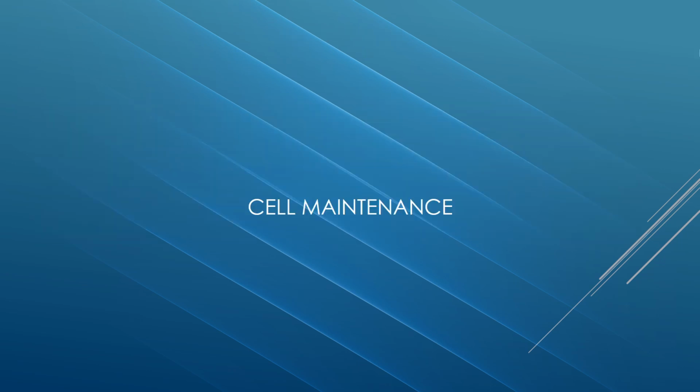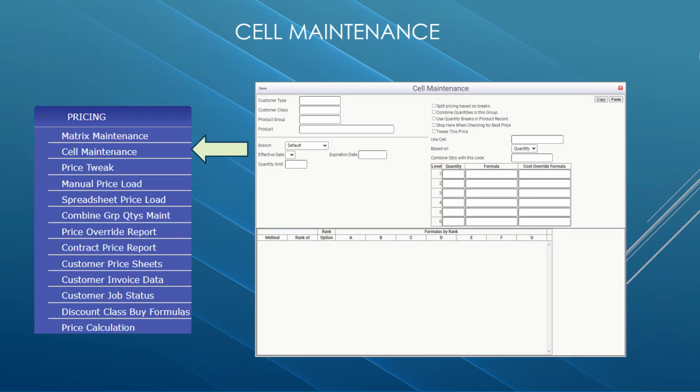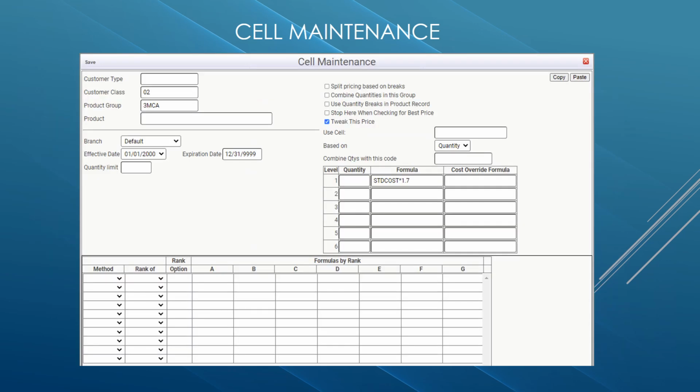Cell maintenance. Although you can use matrix maintenance to view and modify a group of cells in a matrix, cell maintenance is used to create a new cell or modify some of the more complex attributes. In Cell Matrix, you can set quantity price breaks, override product costs, and do other complex pricing parameters. The system by default will check every price that may be in effect for the customer and select the lowest price unless there is a stop set. Price tweaks are set when a price cell can be overwritten for special specific cases like a weekly sale.